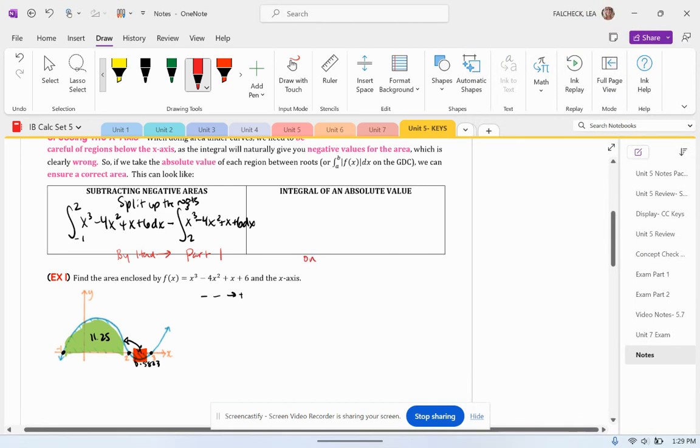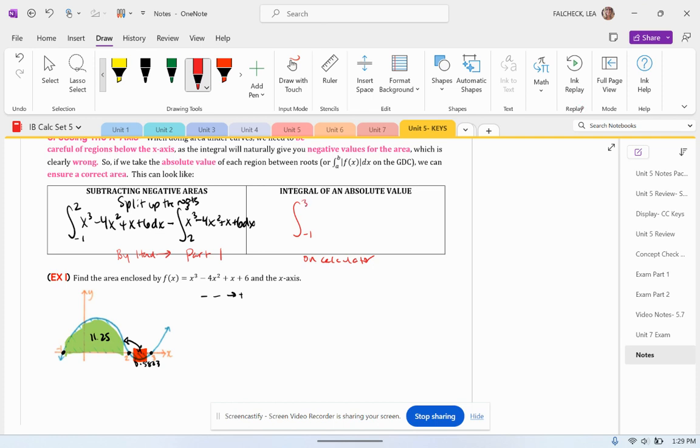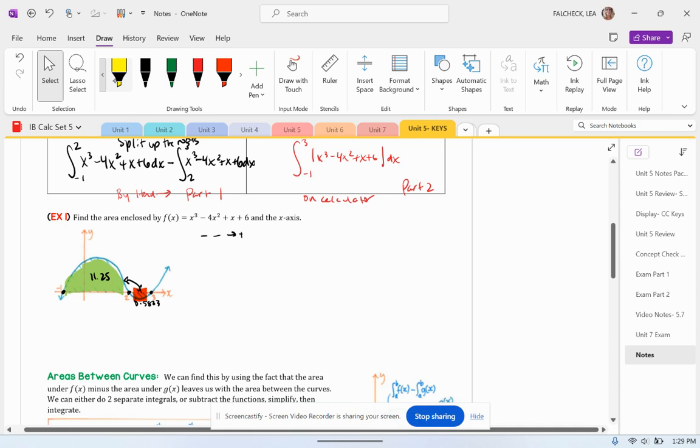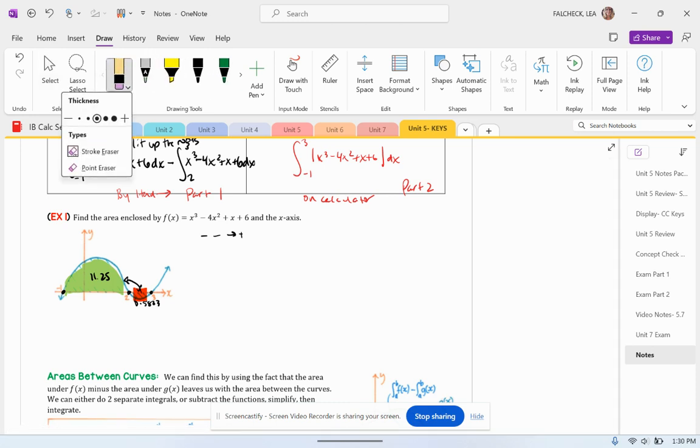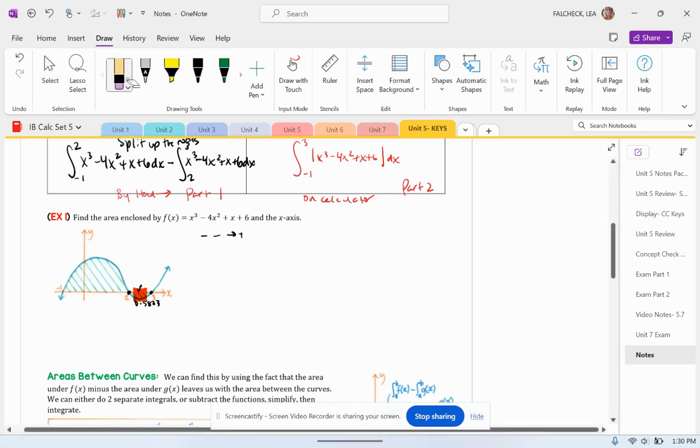So on the calculator, you type in the integral under absolute value bars. And that will do the work for you. That's for part 2 questions on the exam. Okay, so let's go ahead and do this example problem number 1. Like I used its picture, so we already know what the answer is going to be, but that's okay. I'll show you how we would calculate it by hand, all right?